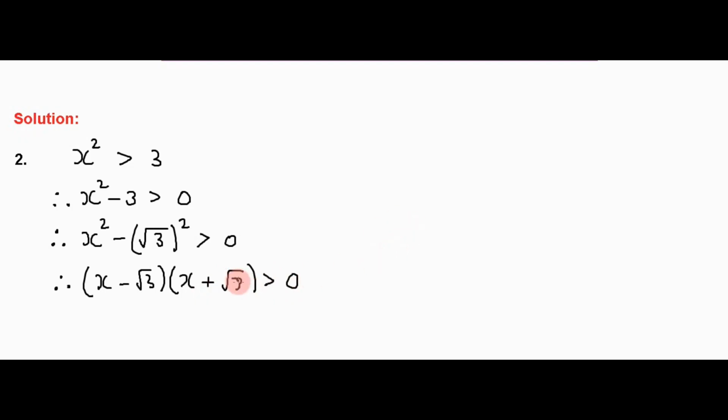Now we can draw a graph. So let's do that. We can draw a rough sketch of this graph. We're only interested in the roots. So the roots are negative the square root of 3 and positive the square root of 3. We want to know where the graph of y equals x squared minus 3, in other words, this parabola, is greater than 0 or positive. So where is it above the x-axis?